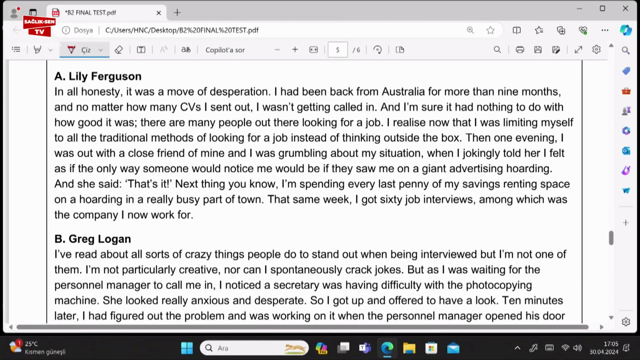I realize now that I was limiting myself to all the traditional methods of looking for a job instead of thinking outside the box. Then, one evening, I was out with a close friend of mine and I was grumbling about my situation. When I jokingly told her I felt as if the only way someone would notice me would be if they saw me on a giant advertising hoarding. And she said, that's it. Next thing you know, I'm spending every last penny of my savings renting space on a hoarding in a really busy part of town. That same week, I got 60 job interviews, among which was the company I now work for.